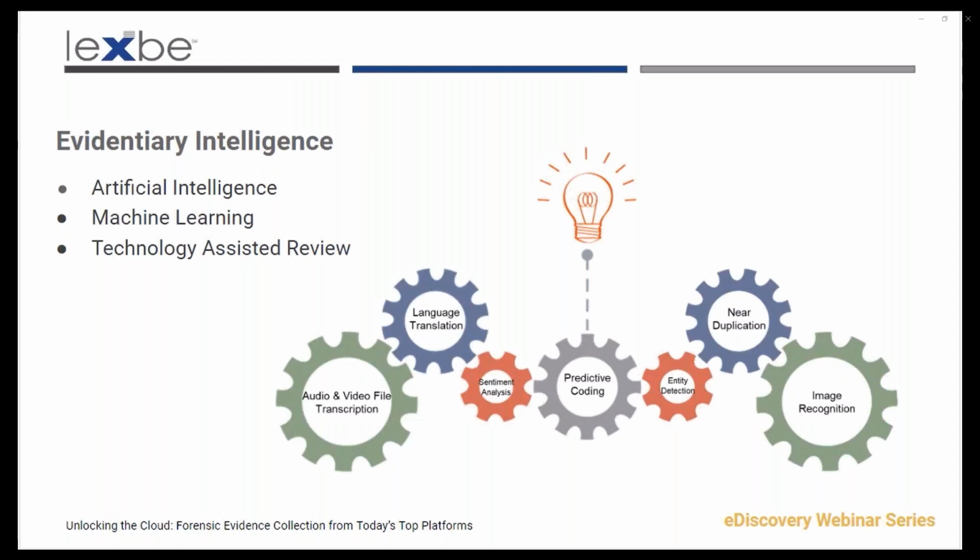So Lexbee's AI algorithms perform multimedia file transcription and search, language detection and translation, sentiment analysis, entity detection, and image recognition, so you can automatically categorize photos based upon the content of those photos. We have predictive coding, near duplication groupings, document comparison, advanced email threading, and much more.